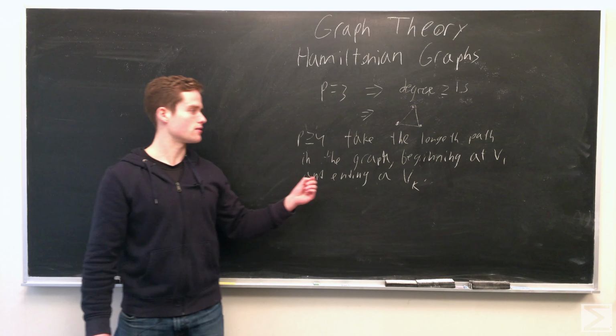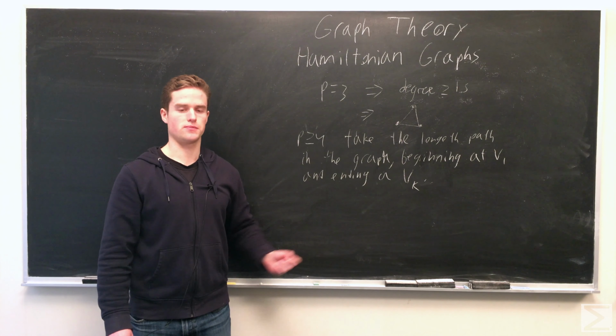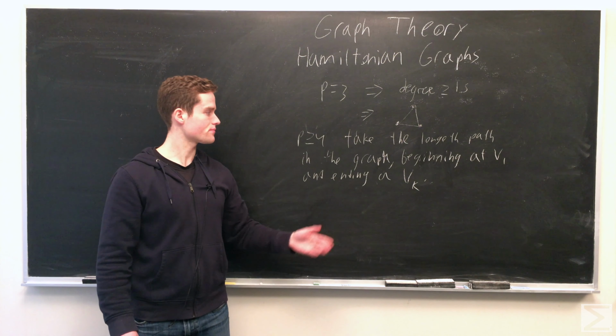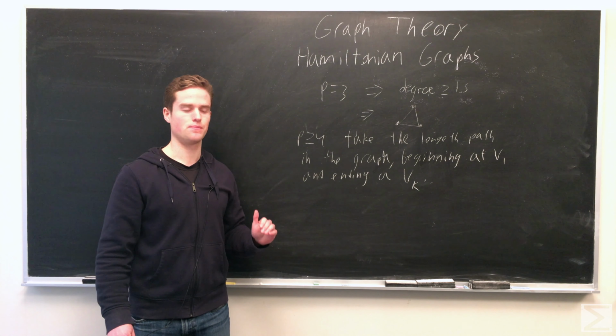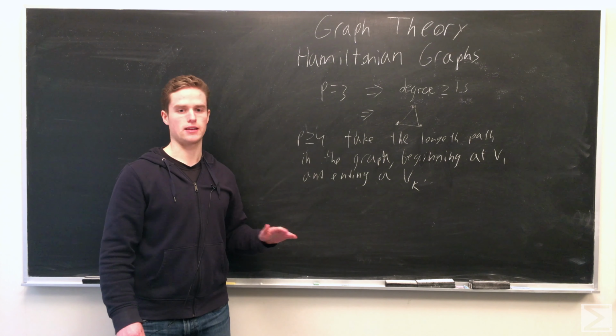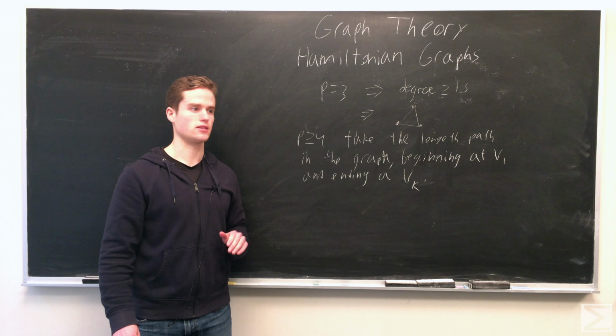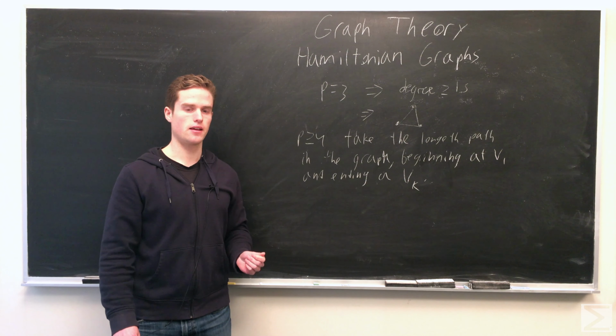A path is a sequence of vertices where we don't repeat any vertex. We're assuming we have some finite graph, so we have some finite path, and there is a set of maximal paths: paths that have no larger paths, no paths with more vertices than those paths. So we're going to take one of these paths. We're going to say it begins at V1 and ends at Vk.